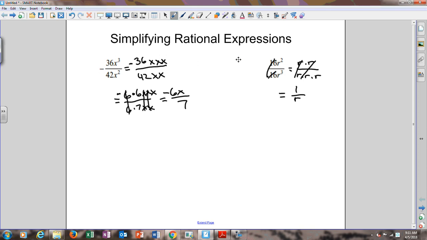The other way you can look at that is r squared over r to the third. You can still just do 2 minus 3, which will give you r to the negative 1, because 2 minus 3 is negative 1. And then anytime you have a negative exponent, it means it moves to the opposite side. So if it's on top, like it is now, r to the negative 1, it moves to the bottom, and you get rid of the negative. So it'll be 1 over r. So a bunch of different ways to do it. Whichever rule that you know the best, that's the easiest way.